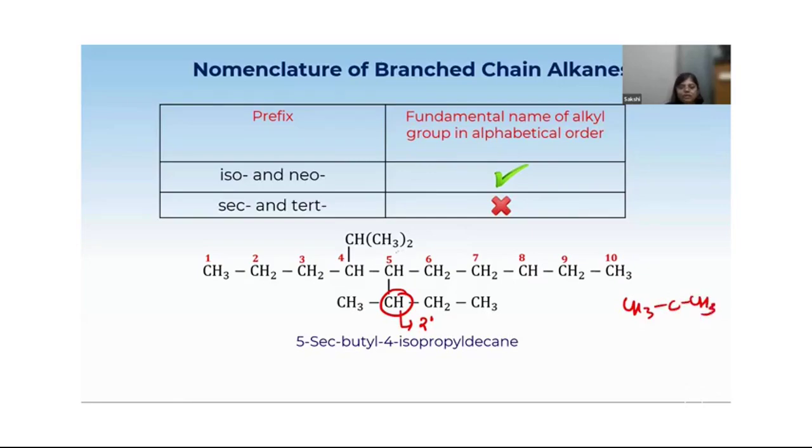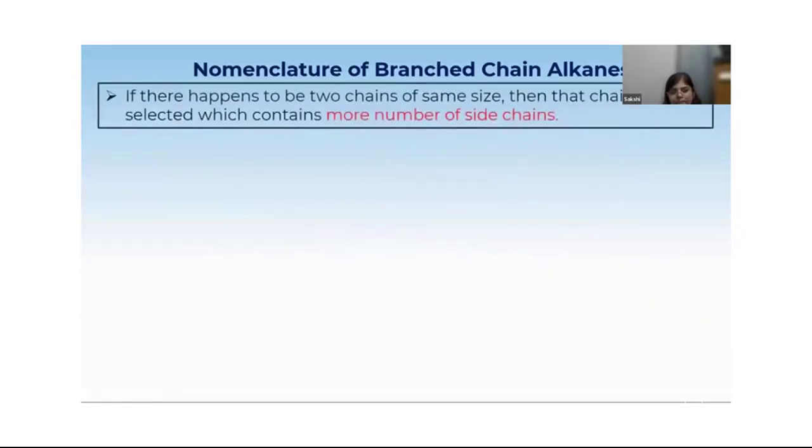So if you can see here, right? Sorry, the neo group is not there here. This is isopropyl group. This type of group is known as iso group. Okay, so 5 secondary butyl, 4 isopropyl decane.